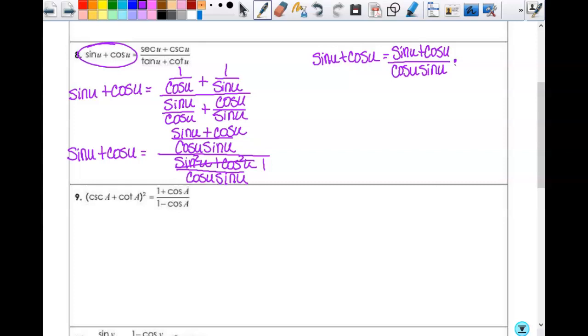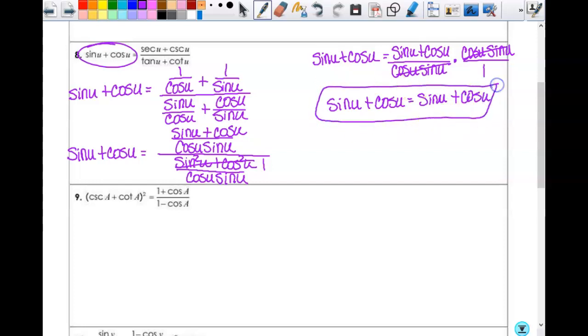times, then I have to multiply by the reciprocal. Some of y'all are having issues with that. You think you are, but you don't actually flip it, which means it's not the reciprocal. So this is cosine u sine u over 1. Then it all works out beautifully because those cancel out, and you get sine u plus cosine u equals sine u plus cosine u. And there you go. Check.